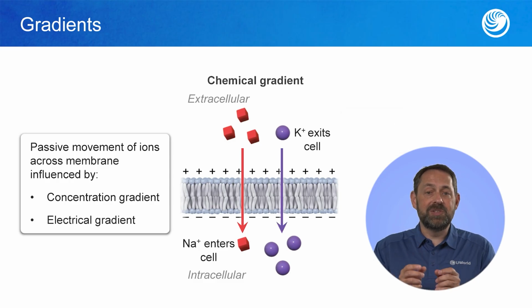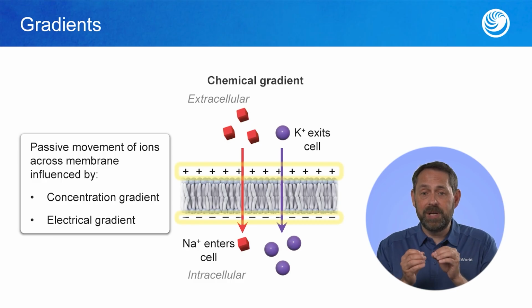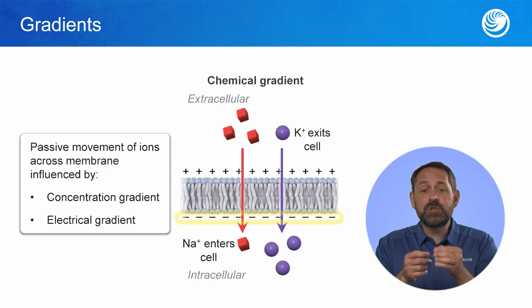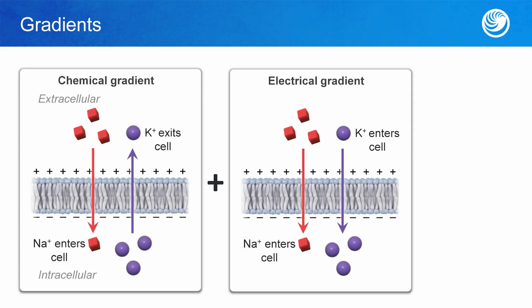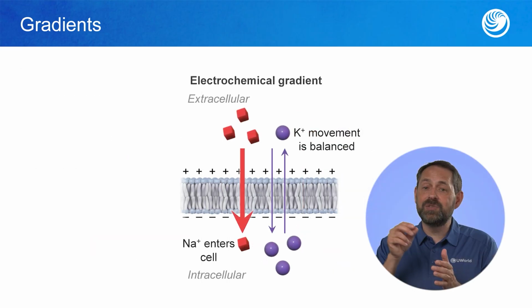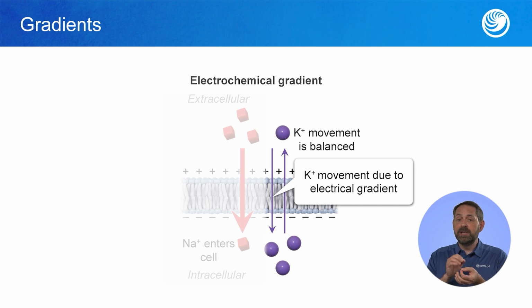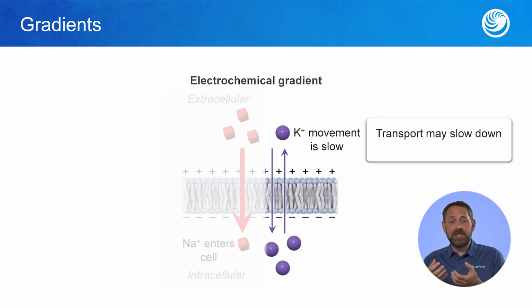The second factor is the electrical gradient, which results from the charge difference across the membrane. Because sodium and potassium are positively charged, both are attracted to the negatively charged interior of the cell. Combined, the chemical and electrical gradients make up what is referred to as the electrochemical gradient. An important point to remember is that the electrical gradient, such as that of potassium in this image, can sometimes work against the chemical gradient, which can affect the speed of transport or even reverse the direction of transport.